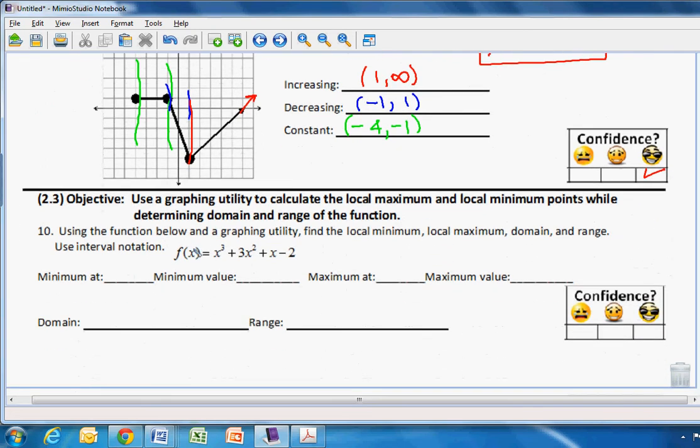Then we want to, again, use a graphing utility. So I'm going to do another section of this later. So we're going to jump down then to page 3.